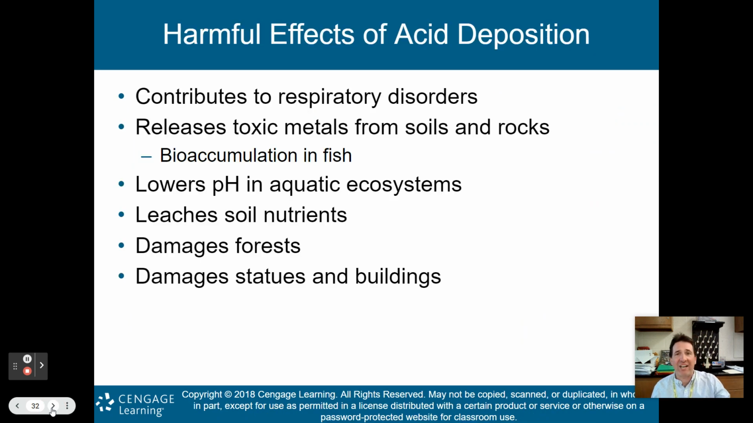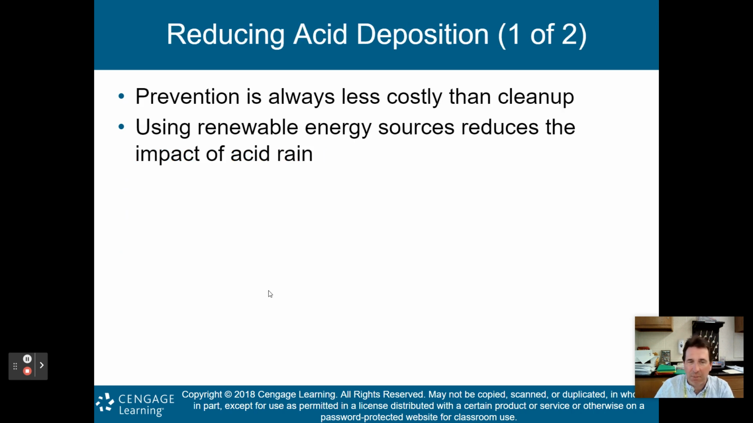So harmful effects of acid deposition: it contributes to respiratory disorders, releases toxic metals from soil and rocks, and it can bioaccumulate in fish that then higher animals on the trophic level eat. It lowers the pH in aquatic systems. We spoke about that. It leaches soil nutrients, damages forests, and like I showed you, damages statues and buildings as well. So how can we reduce acid rain? Well, prevention is always less costly than cleanup. We've been finding that out over and over again in this course.